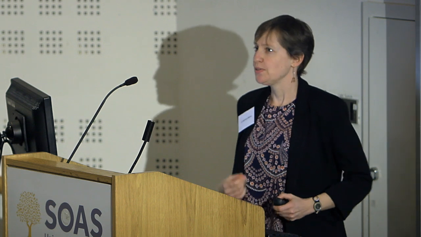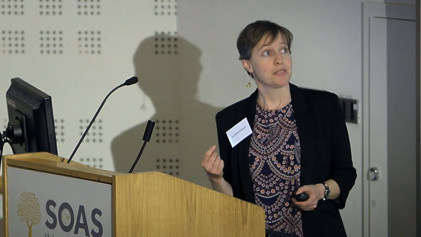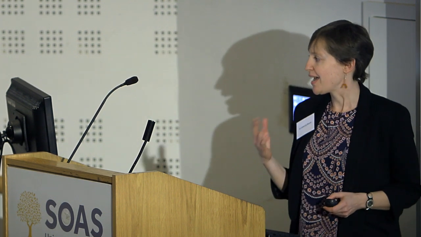I'm going to talk about using internet reports to continually update predictive disease maps. And what I mean by disease maps is any map that shows geographical variation in disease risk, some metric of that. And by predictive disease maps, I mean maps that use mathematical models to fill the gaps in the data we have for disease risk.